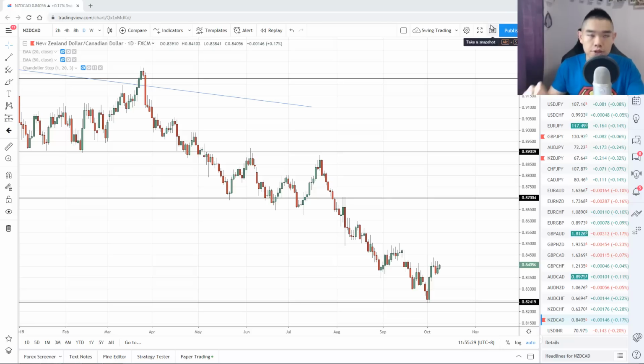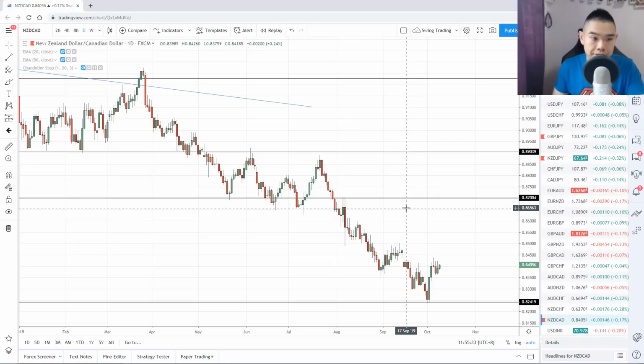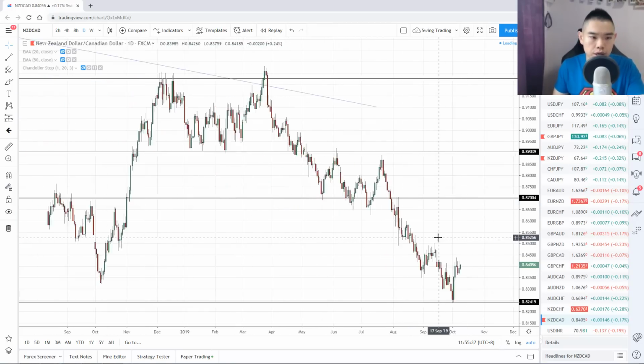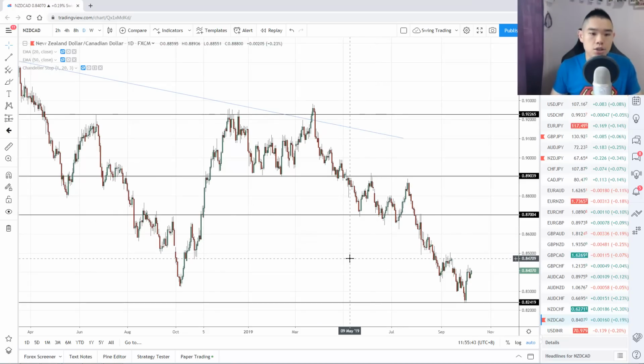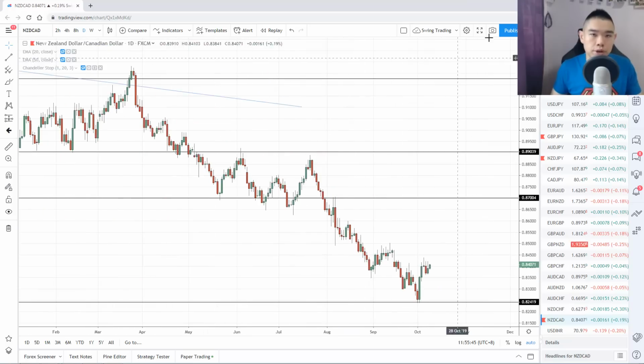So the first market that I am looking at this month is actually New Zealand Canadian. Why is that? If you look at this chart, New Zealand Canadian, you zoom out a little bit, you can see that this market is overall in a downtrend, a series of lower highs and lower lows. So I know the trend is down. Great.